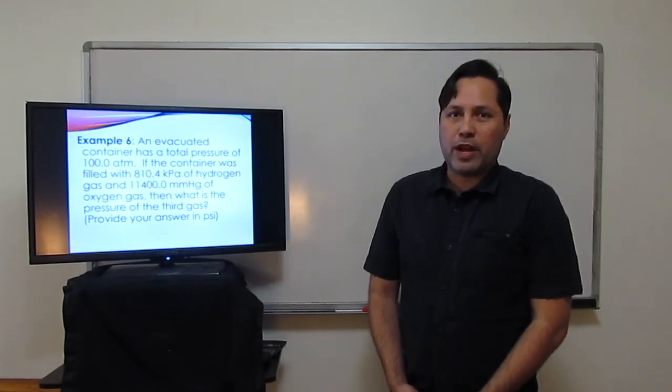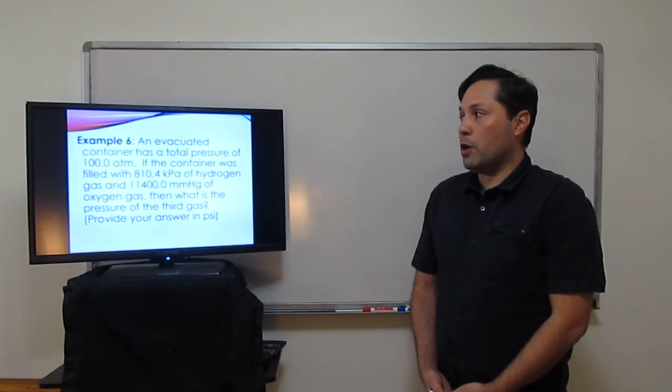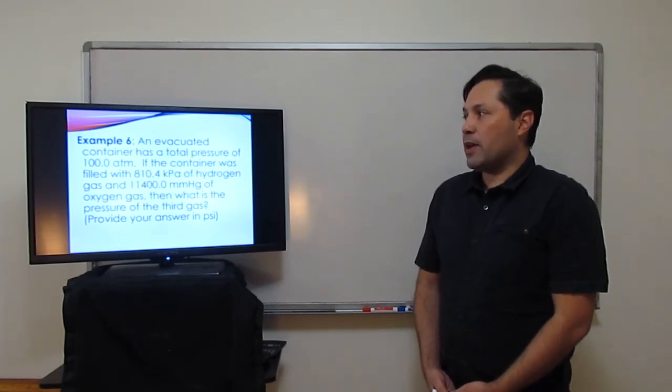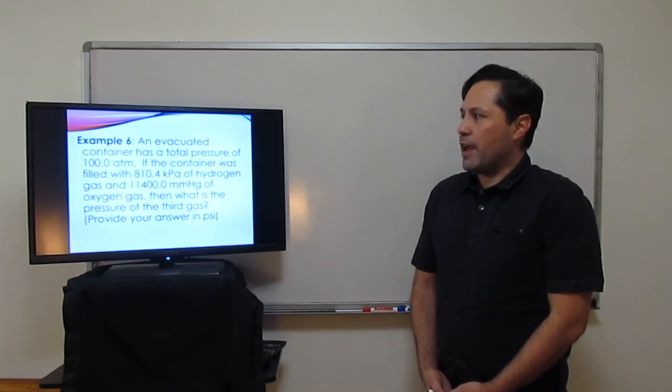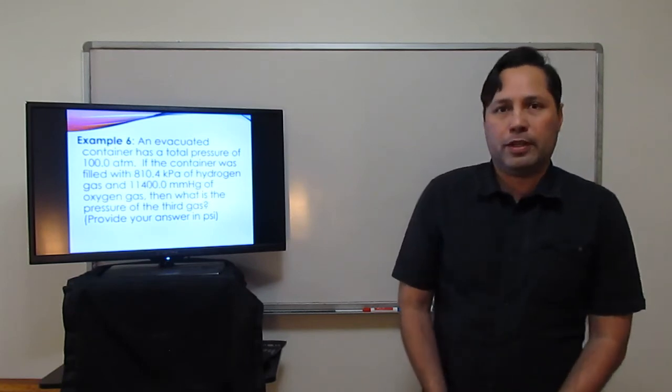In example 6, we're asked the following question. An evacuated container has a total pressure of 100 atm. If the container is filled with 810.4 kPa of hydrogen gas and 11,400 millimeters of mercury of oxygen gas, then what is the pressure of the third gas?